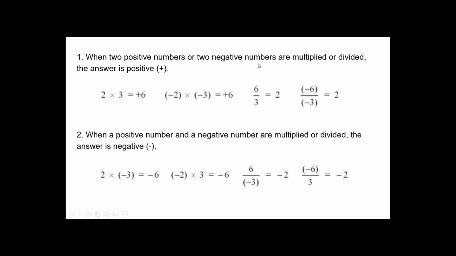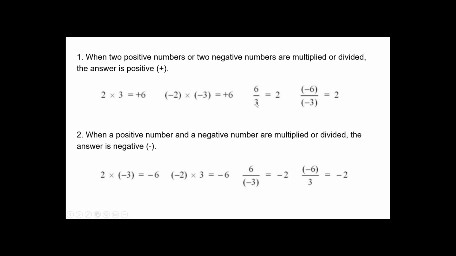Now, if we have 2 negative numbers, they end up producing a positive. So if we have -2, and here's the parentheses, times -2, these 2 negatives cancel out, and we have a +6. Now, if we look at division, we have 6 and 3.